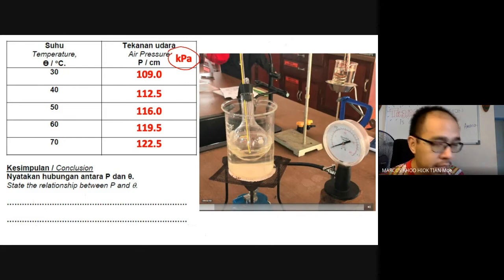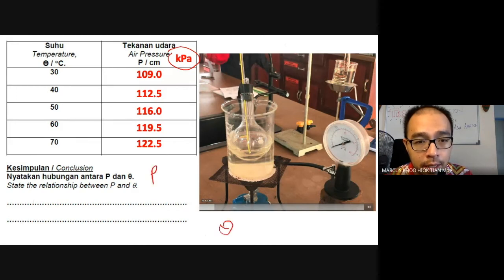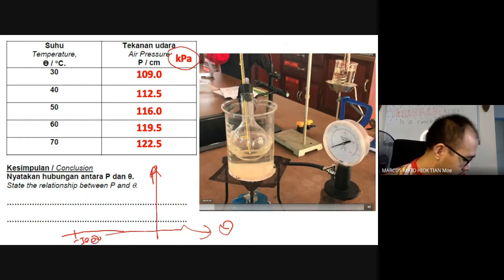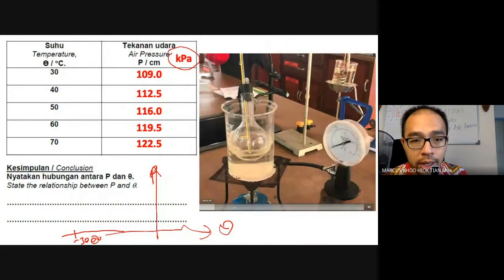I know that in the table there is data until 80, but unfortunately I only have these 5 data points, so you just plot until 70. But the axis is still the same. If you take a look at the instruction, they say plot a graph of P against theta, but the theta must also cover all the way from negative 300 until 100 degrees Celsius.